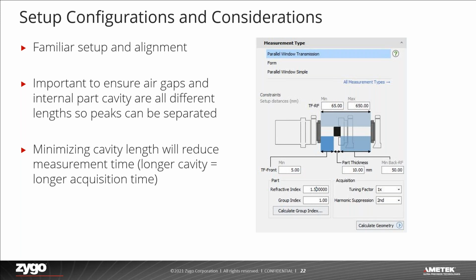You also do want to, as much as possible, minimize the cavity length in order to reduce your measurement time. The longer your cavity is, the longer your acquisition time will be, which will decrease your overall measurement throughput.